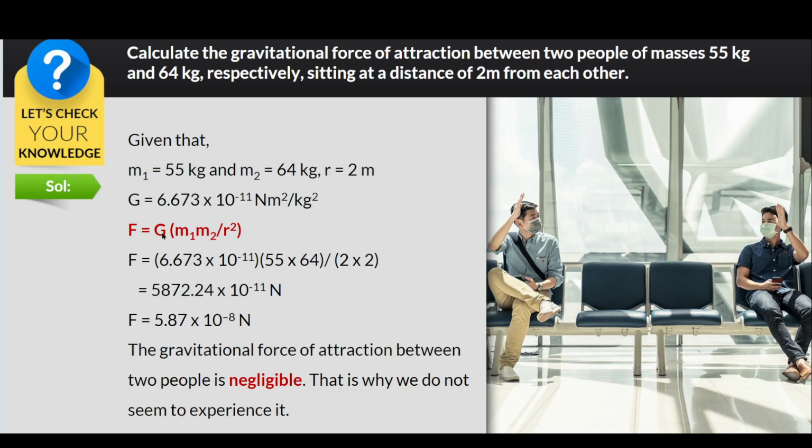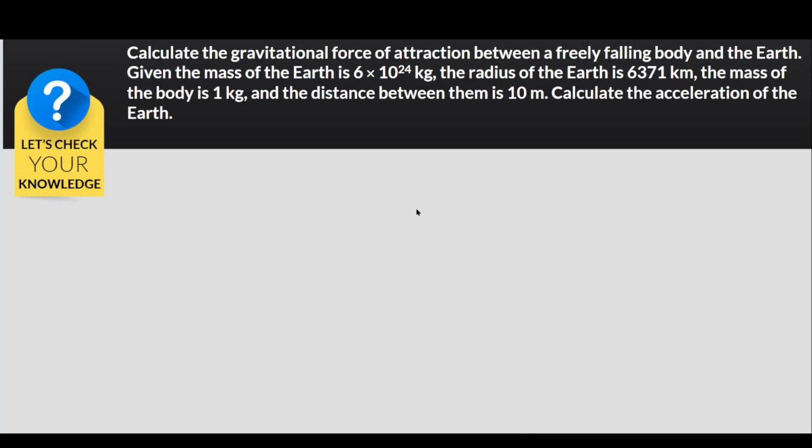This is the formula. The value of G is this. Mass m1 is given 55, m2 is 64, and the distance is 2 meters, so 2 squared, which is 4. So if we plug in the values, we get this. Do you see this is 10 raised to the power negative 8? Negative 8 means if I divide 1 by it, I put 8 zeros in the denominator. So negative 8 means it is very, very small. Okay. So the force of attraction is still there, but it is very small. It is negligible. This is why we do not experience it or see two masses stick together. Okay.